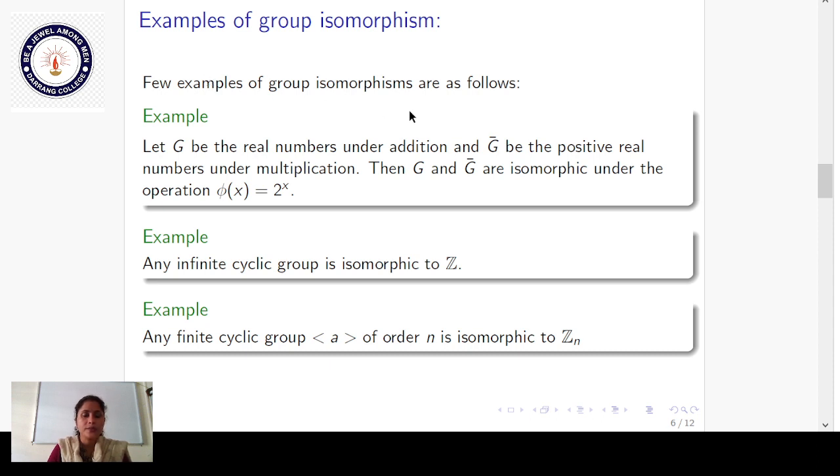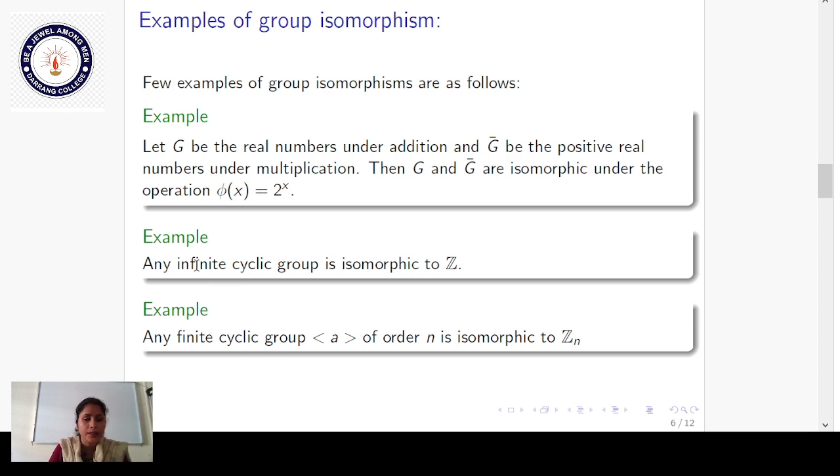Let us see some examples. I have given a few examples of group isomorphisms, but as you know, in the book there are lots of examples. You can consider those also from your understanding point of view or the examination point of view. I have just given three or four examples to clear the concept. First, suppose G is the group of real numbers under addition and G bar is the positive real numbers under multiplication. One is all the real numbers, another is only the positive real numbers. These two groups are isomorphic under phi(x) equals 2 to the power x. There is a very good verification of this example in your books, so you can go through it. In this video I have excluded that explanation.